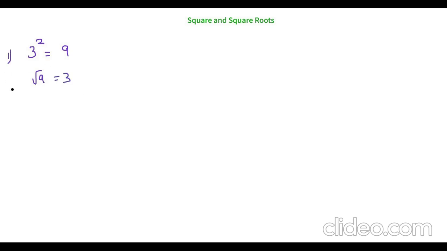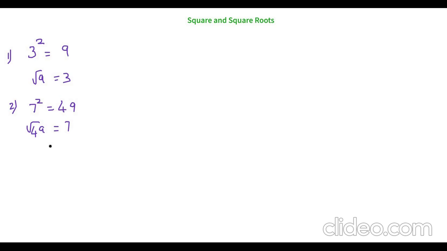Let's see another example. Suppose we have 7 squared. 7 squared is 49, so the square root of 49 is 7. As you can see, there is an inverse relationship in this. To find square roots, there are 2 methods: we can either use the prime factorization method or the long division method.